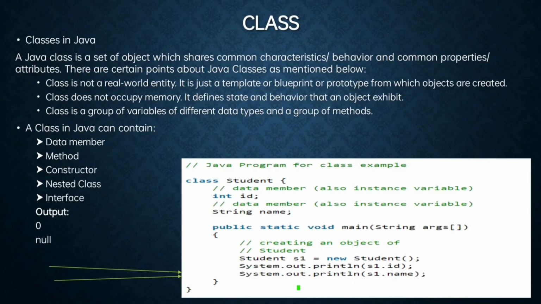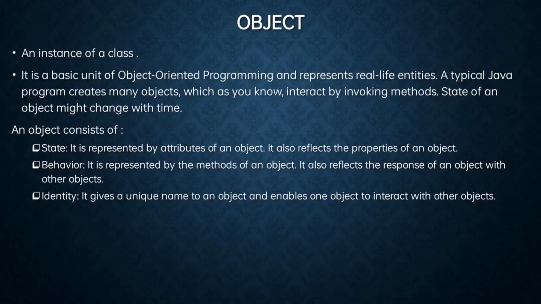So now let's discuss the object. What is a Java object? An object is an instance of a class. It is a basic unit of object-oriented programming and represents real-life entities. A typical Java program creates many objects, which, as you know, interact by invoking methods. State of an object might change with time. An object consists of state, behavior, and identity.